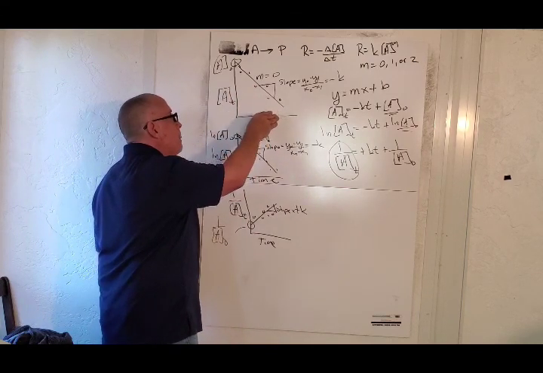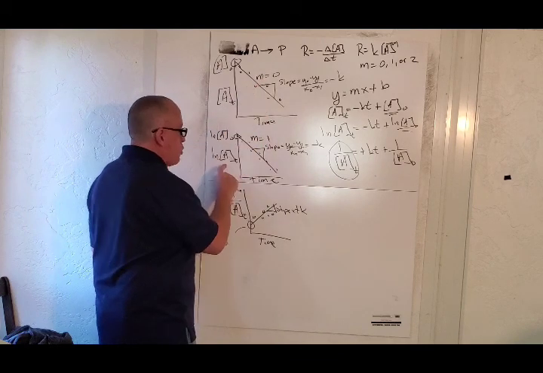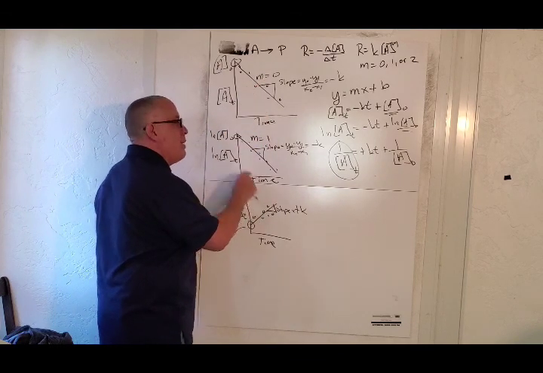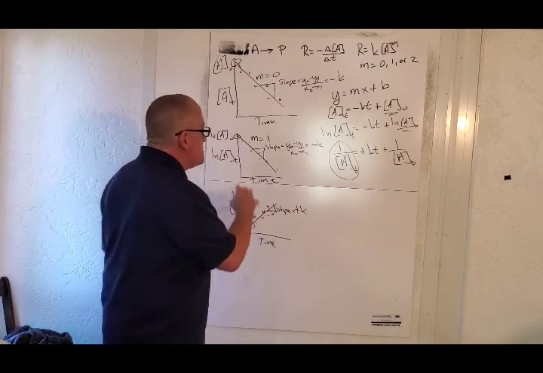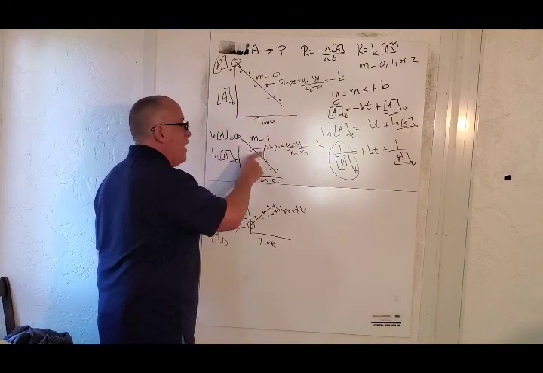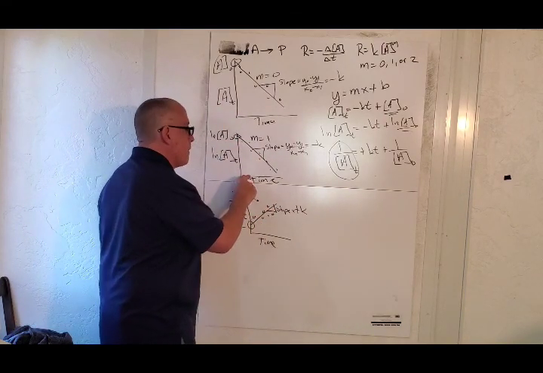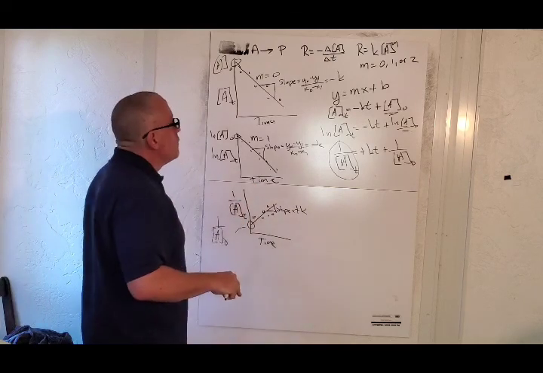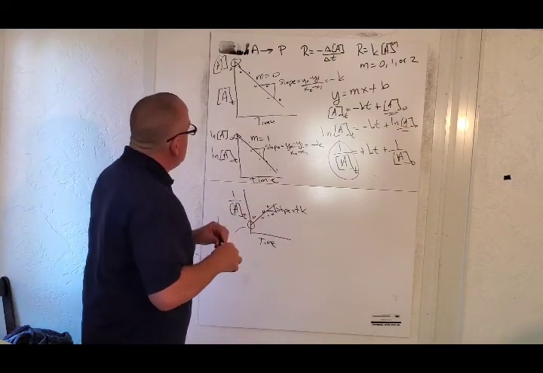So if it's 0th order and I plot A versus time, I'll get a straight line. If it's 0th order and I try to plot natural log of A over time, I won't get a straight line, I'll get a curvy line because it doesn't fit. If it's 0th order, it won't fit a first order graph. And so on. Okay? So I need you guys to understand that.